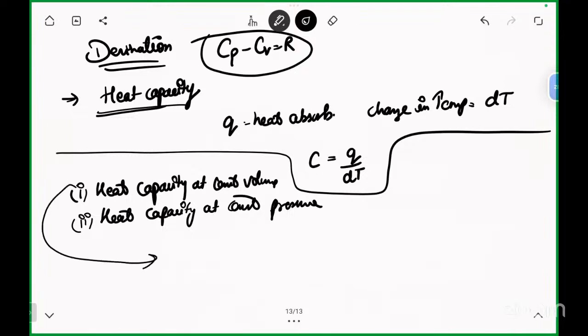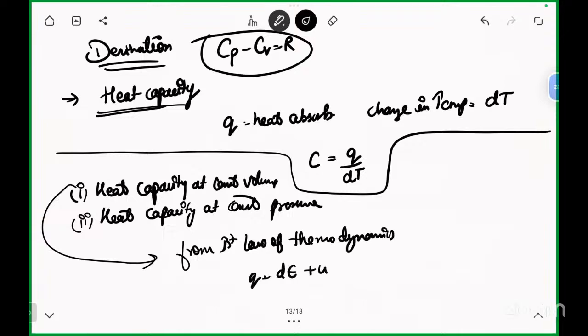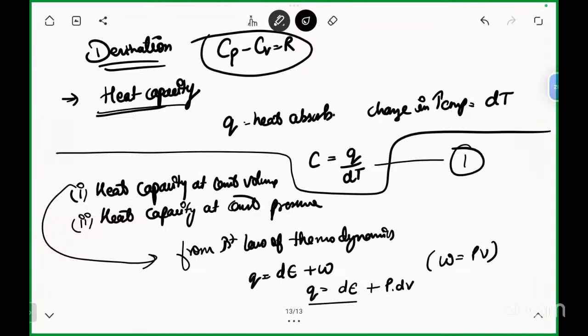We know from the first law of thermodynamics that Q is equal to dE plus W, and W is equal to PdV, because there is a change in volume. So instead of W we can write Q is equal to dE plus PdV. This is equation number 1. Now put the value of Q in this equation.